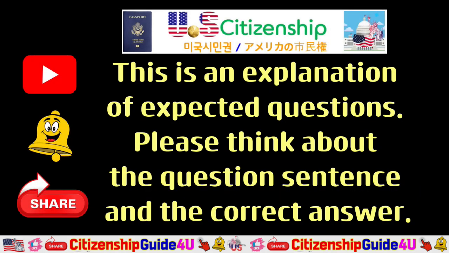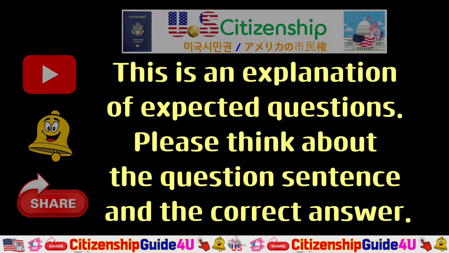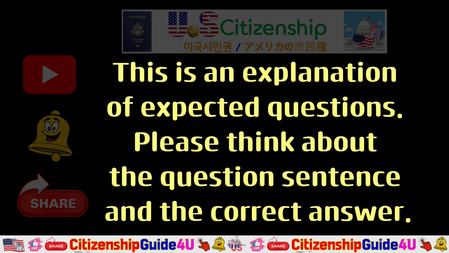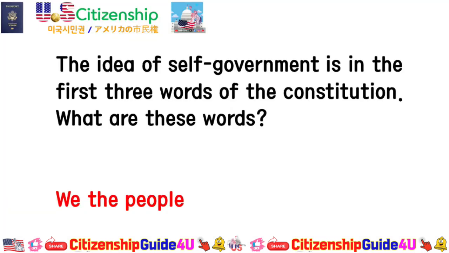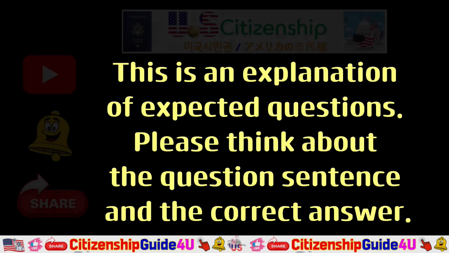The first three words of the United States Constitution are "We the people." These words signify the concept of self-government and emphasize that the authority of the government is derived from the citizens of the nation. The idea of self-government is in the first three words of the Constitution. What are these words? We the people.